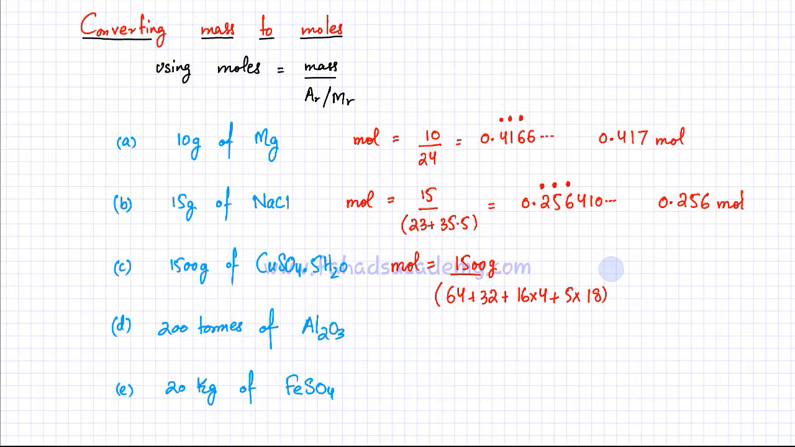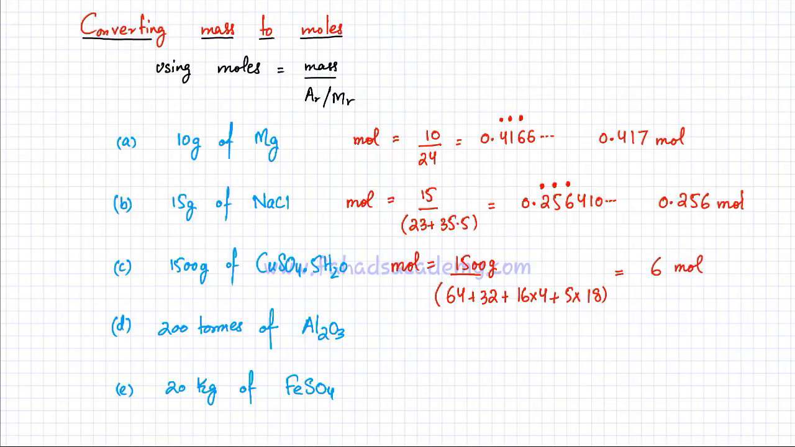So mass over Mr, and the answer that I'm going to get for part C, I need a calculator for this, so wait one second. It's going to be 1500 divided by 250, and this gives me 6 moles to be exact, a very precise answer.